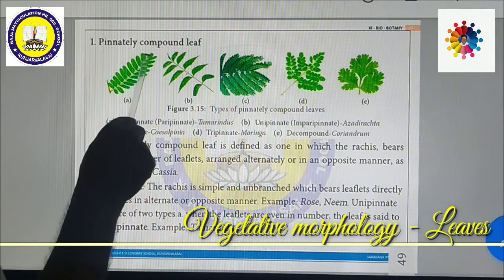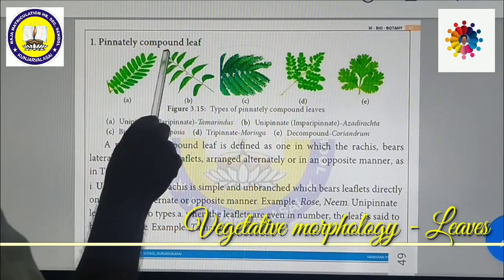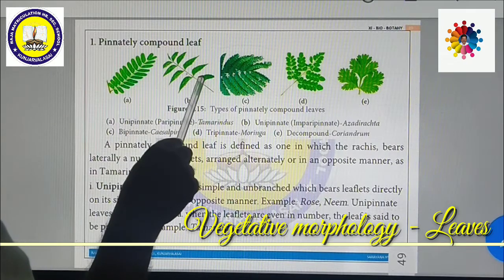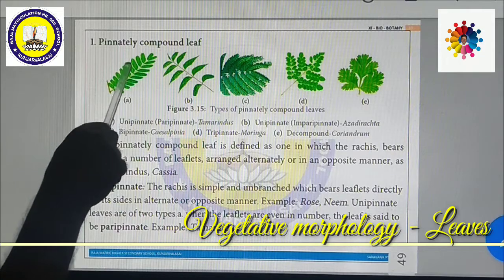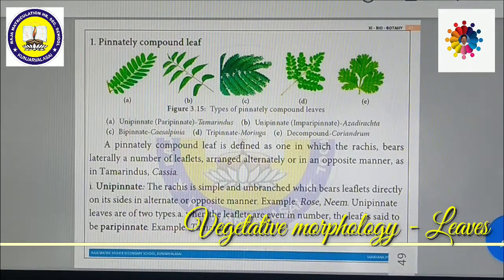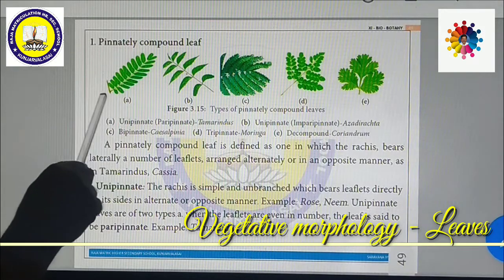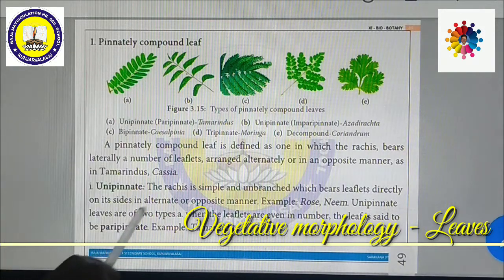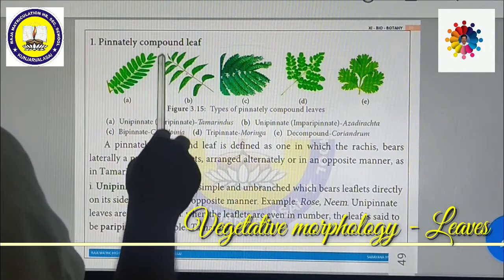Both are unipinnate, but this is paripinnate and this is imparipinnate. If it ends with only 1 leaf, it is imparipinnate, unipinnate. If it is having 2 leaves, it is paripinnate, unipinnate. If you see the tamarind plant, it is having paripinnate. If you say neem plant, Azadirachta indica, these are having imparipinnate.